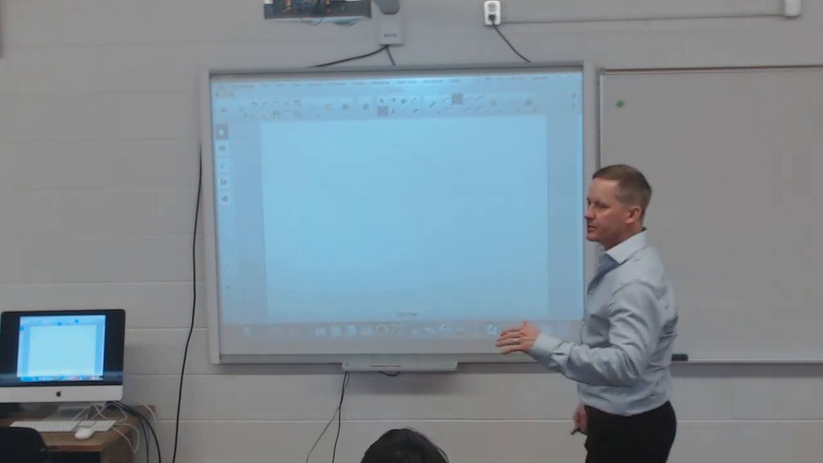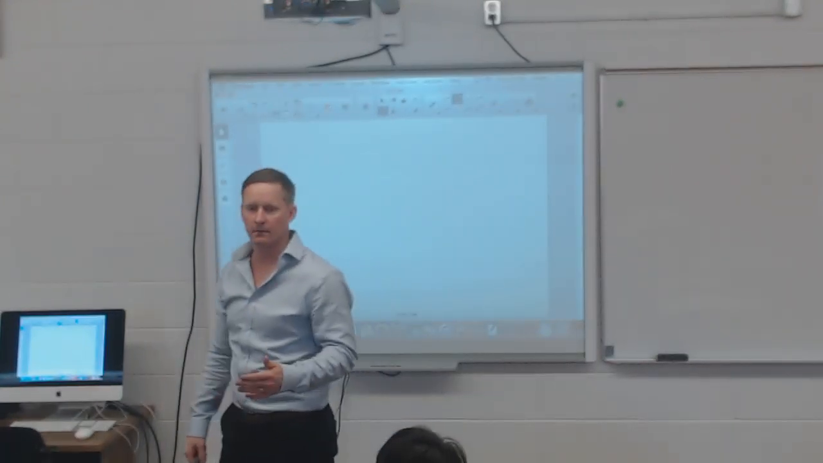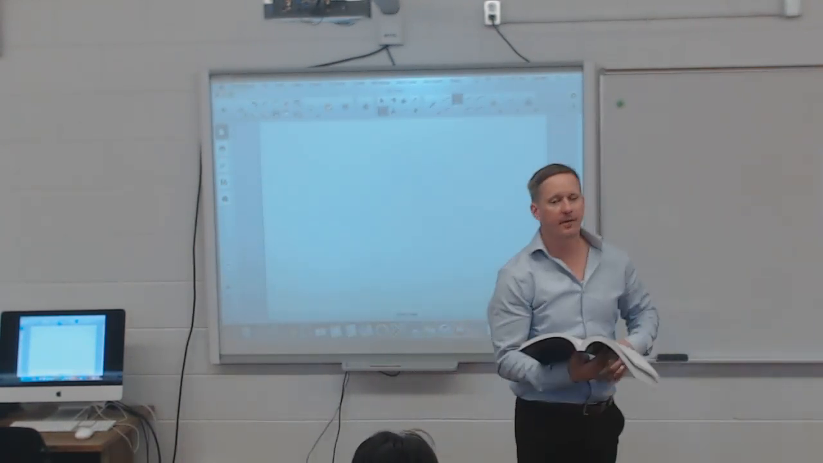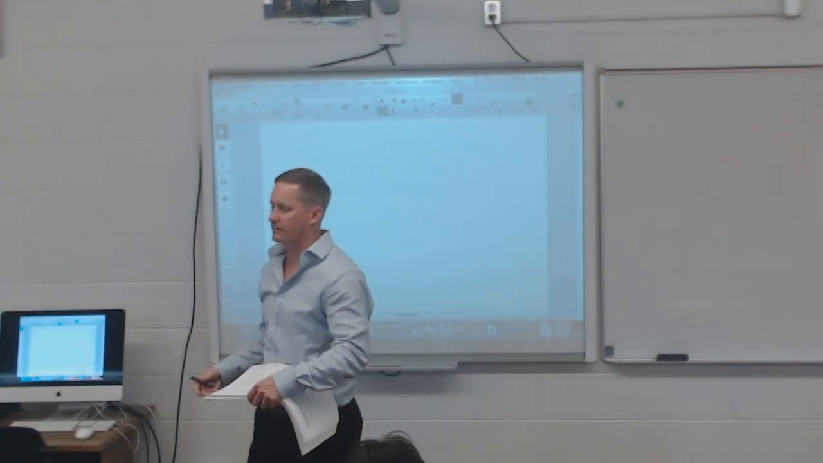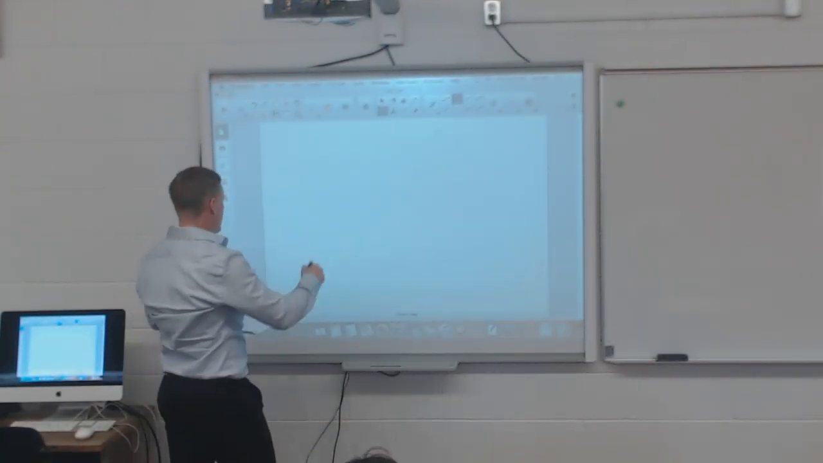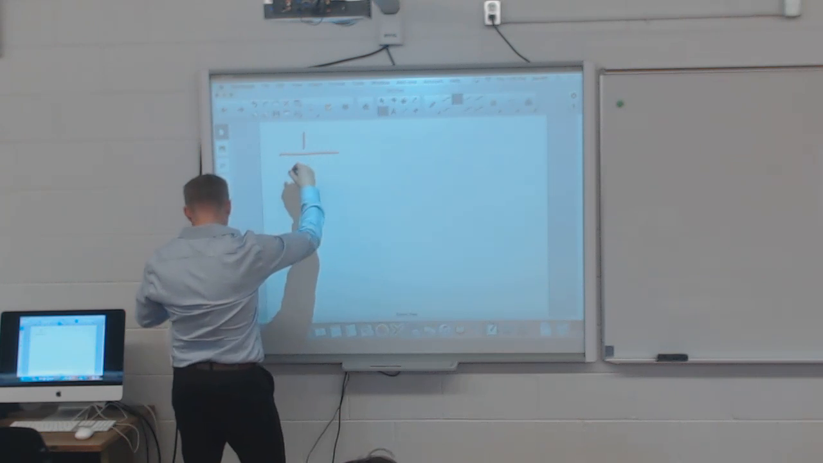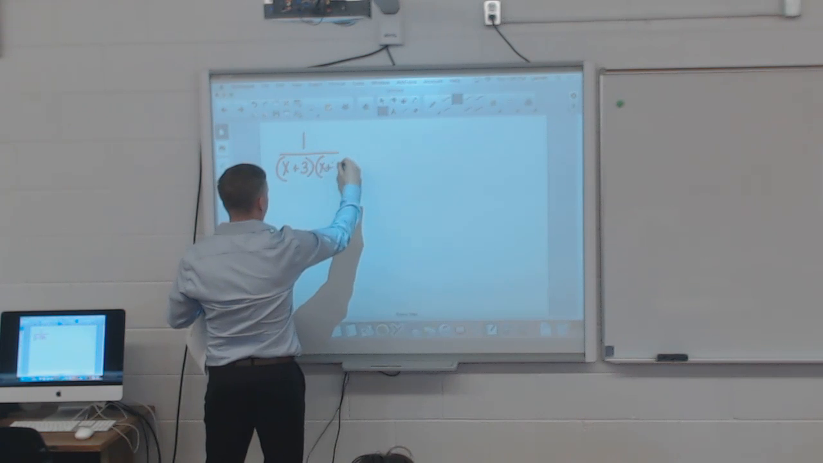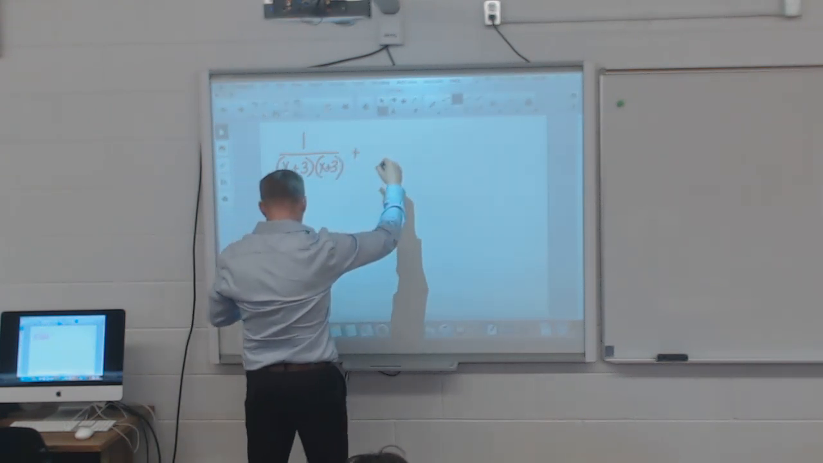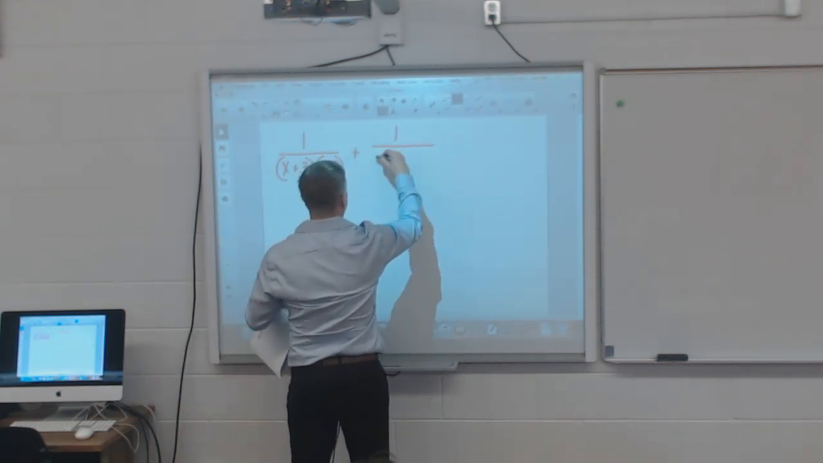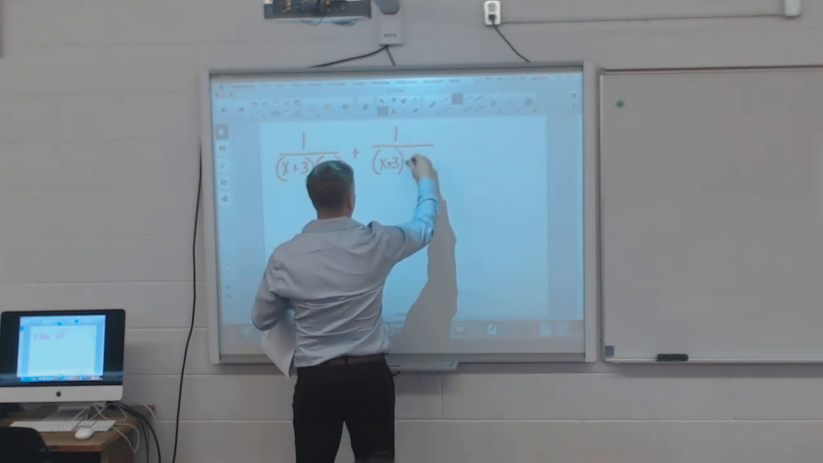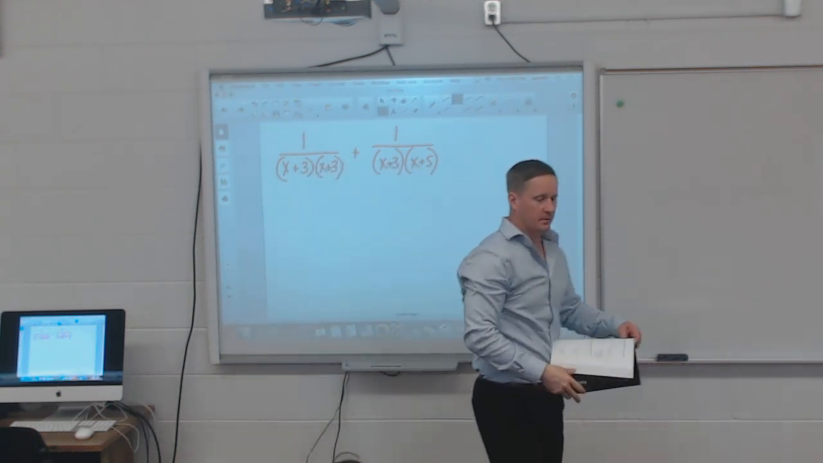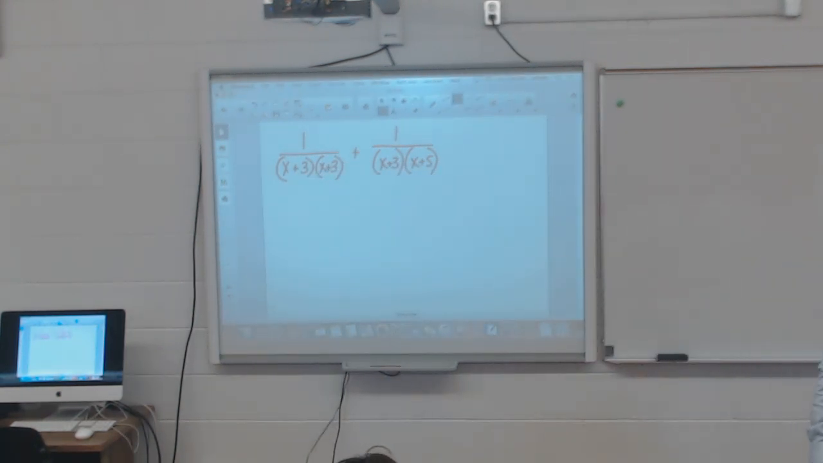So what's the first thing I suggest you do every time? Factor top and bottom. Factor it out to make the expression in its lowest terms. So the first one factors to x plus 3 times x plus 3, right? And the second one factors to x plus 3 times x plus 5. Is that right? Okay. We all agree with this?